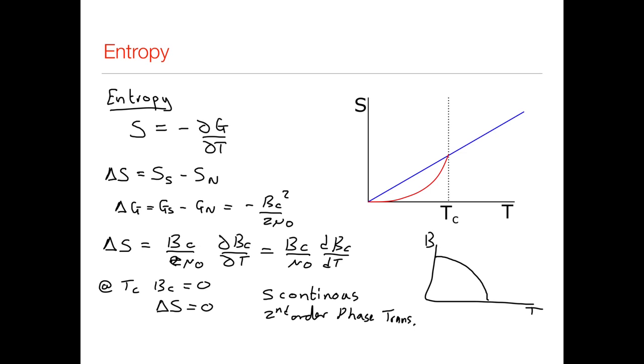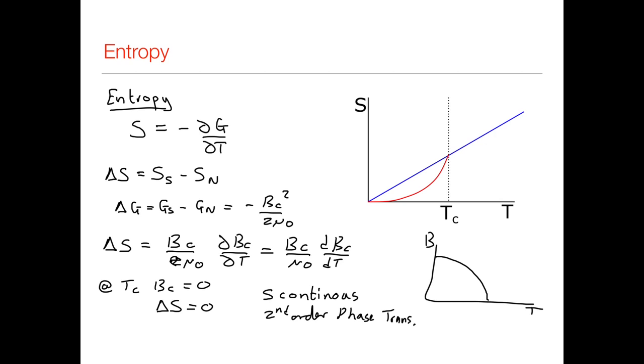Okay, so dBc/dT is decreasing, and what that means is that delta S, the difference in entropy of the superconducting state, is always going to be lower than the normal state. Okay, and that's what we find when we take experimental measurements.